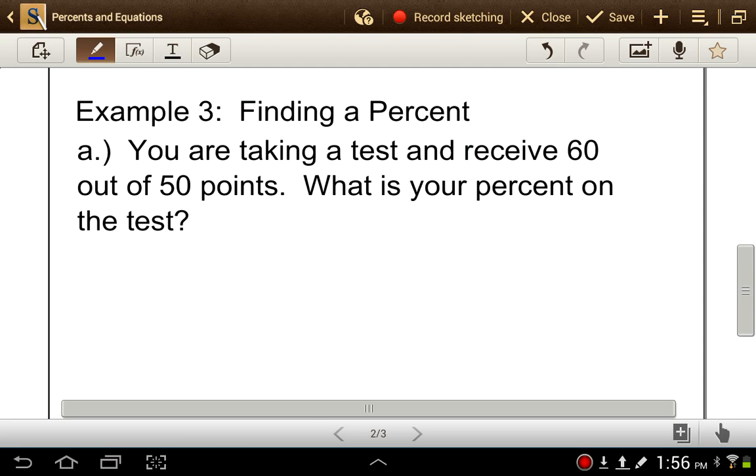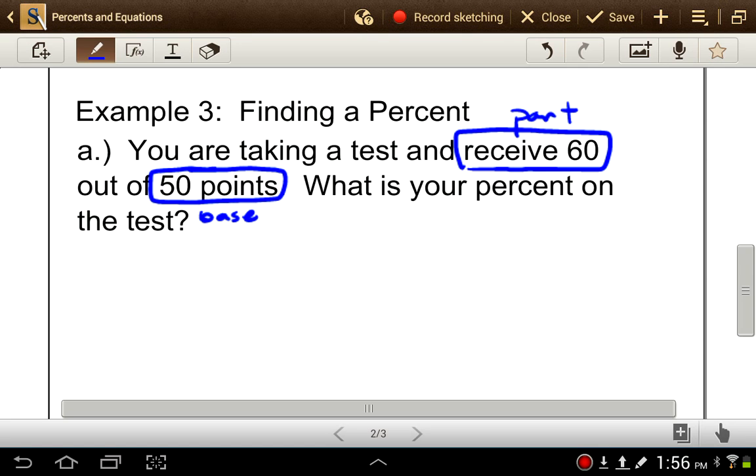So here's what we're going to do for finding the percent. You are taking a test and receive 60 out of 50 points. What is your percent on the test? Let's look at what my part is. What I get, my score that I got, what I receive, that is my part. The total points of the test, that is my base amount. Now yes, my points are higher than my base amount, but if I receive a 60 out of 50, that's over 100%. I got more points than the test is worth. So that is going to be over 100%.